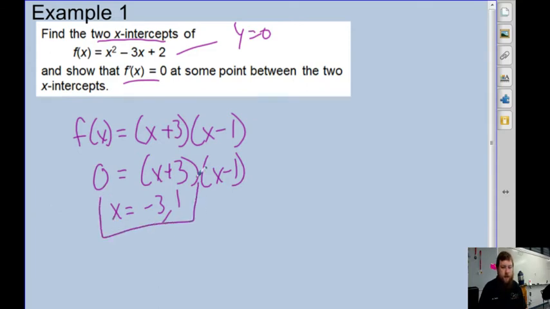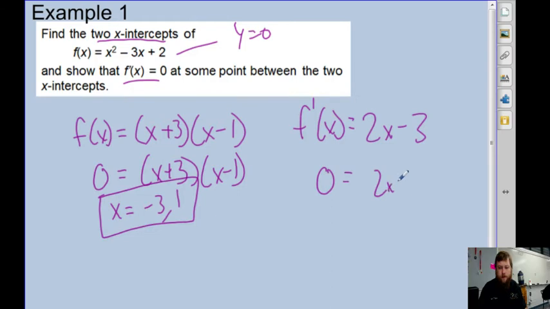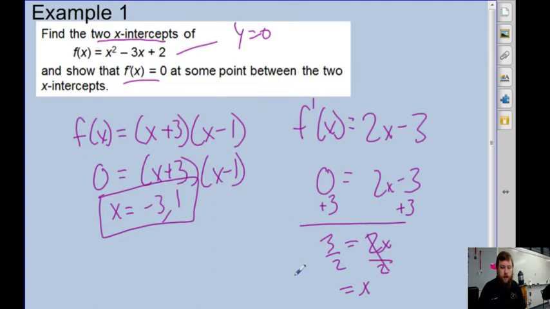Now we have to find that f prime of x equals 0 at some point between negative 3 and 1. The derivative f prime of x is going to be 2x minus 3. Where f prime of x is 0, we have 0 equals 2x minus 3. Solving for x, add 3 to both sides and you get 2x equals 3. Divide by 2, and you get x equals 3 halves.